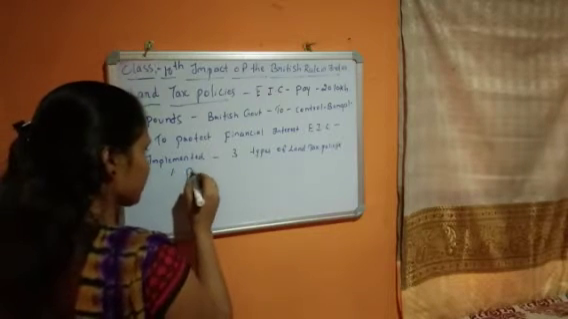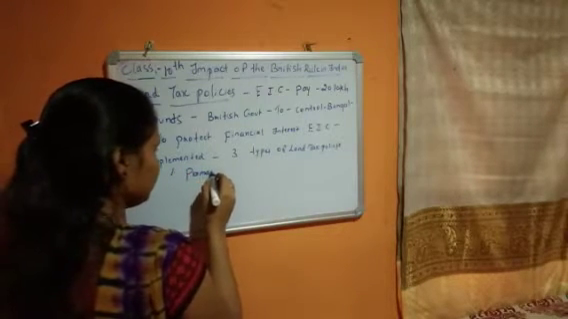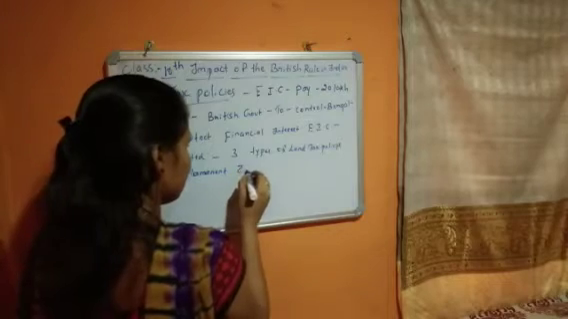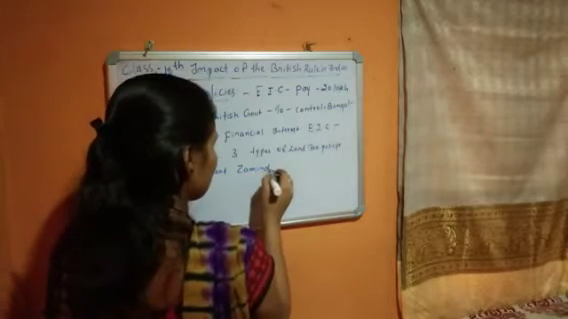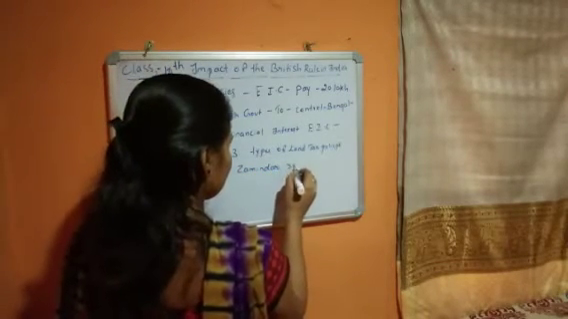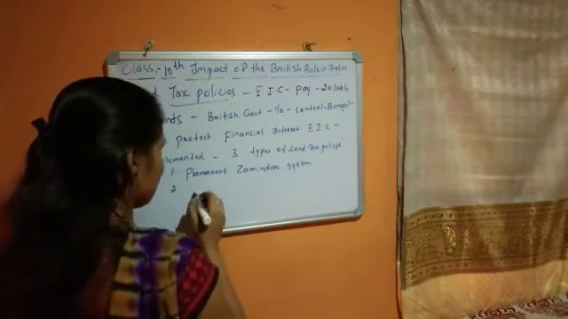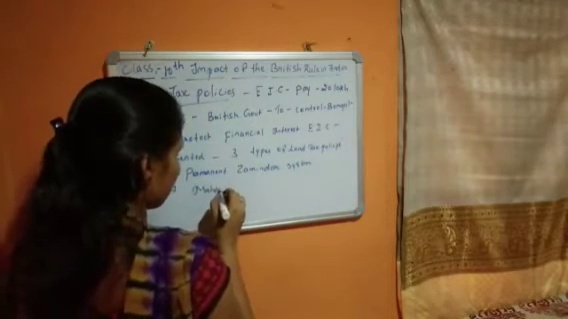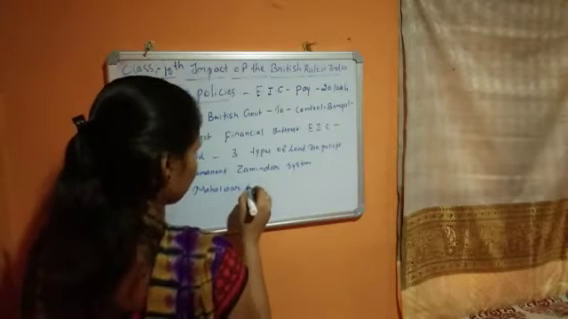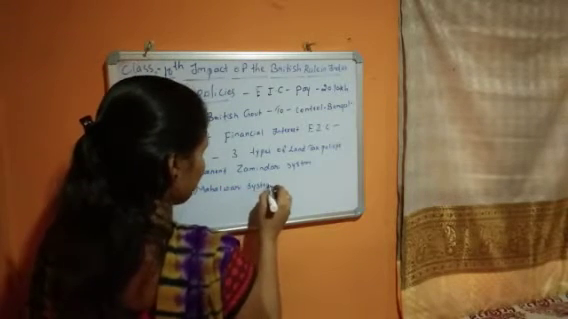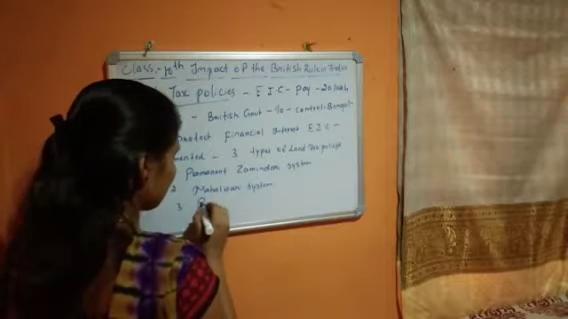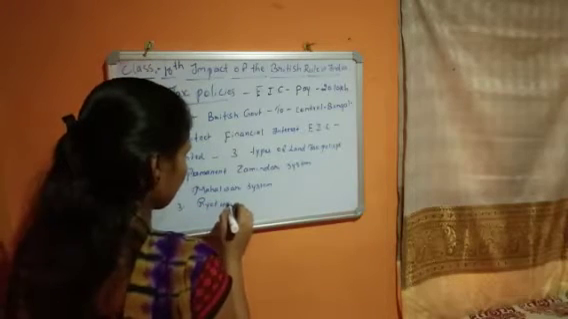First one, permanent zamindari system. Second, mahalwari system. And third one, rayatwari system.